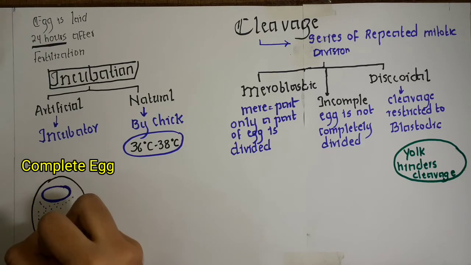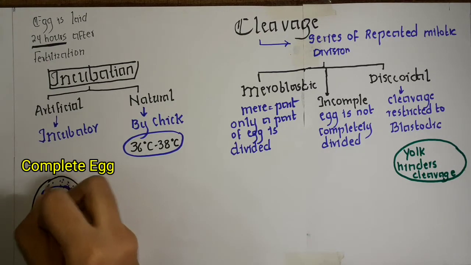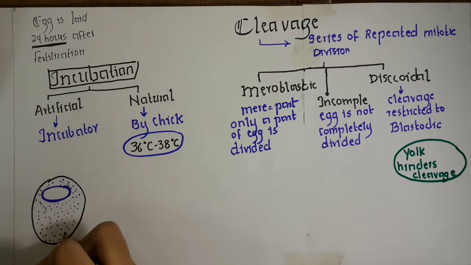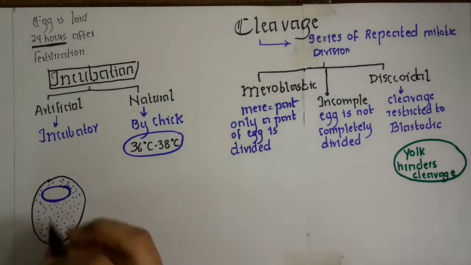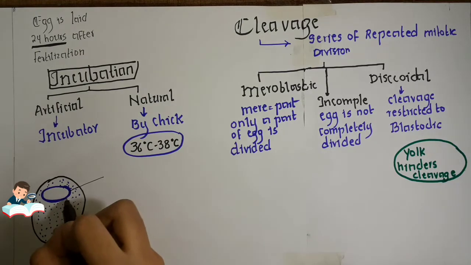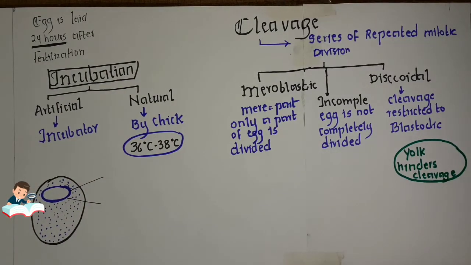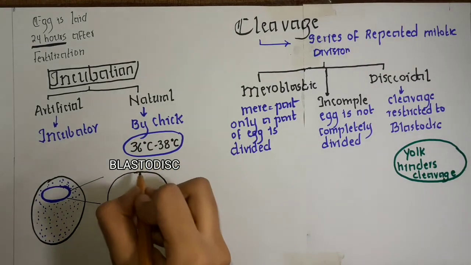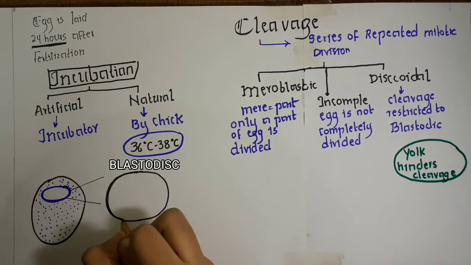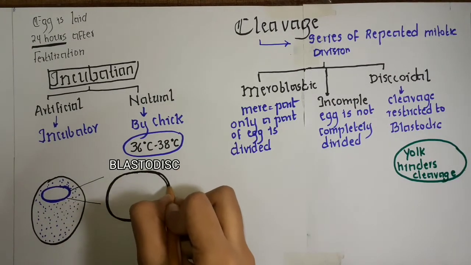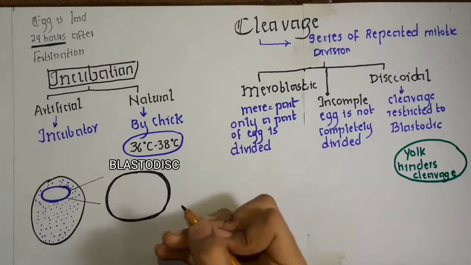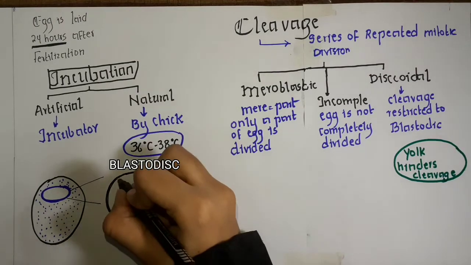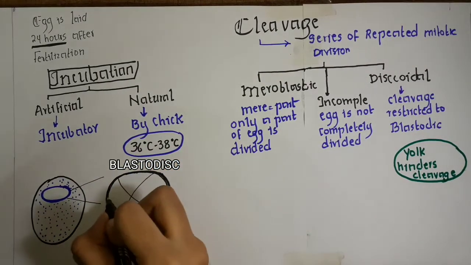For this understanding, I have first made a complete egg having a little blastodisc, and now I am magnifying just the blastodisc for proper understanding and no confusion. So this drawing that I have made is just the blastodisc. The first cleavage is vertical, and the second cleavage is at a right angle to the first one. You have seen in the diagram that the first is vertical and the second is at a right angle to the first, and the third cleavage is horizontal.